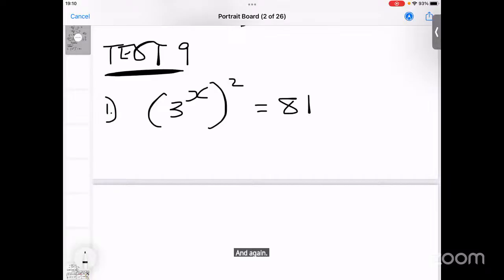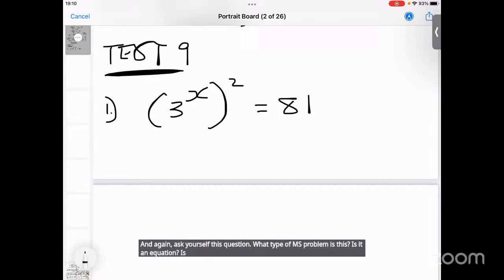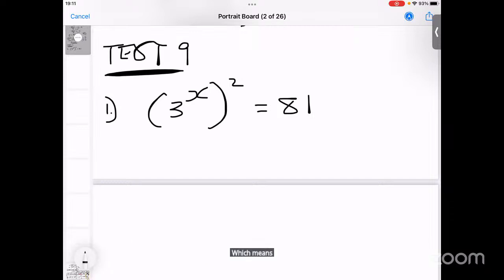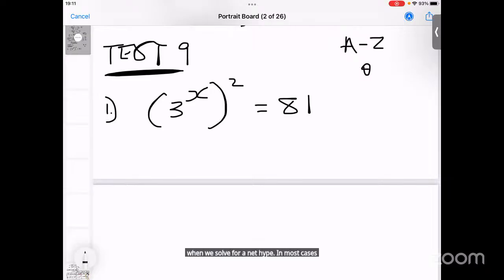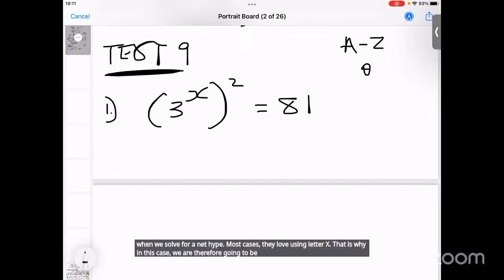Again, ask yourself this question. What type of math problem is this? Is it an equation? Is it an expression? It's an equation. Why? Because I see an equal sign, which means I'm going to solve. What am I solving? We always solve for the unknown. Unknown is always represented by a letter of A up to Z, unless it's an angle, which could be theta, alpha, beta, or whatever the case may be. But it makes it easier when we solve for a letter. In most cases, they love using letter X. That is why in this case, we are going to be solving for letter X.